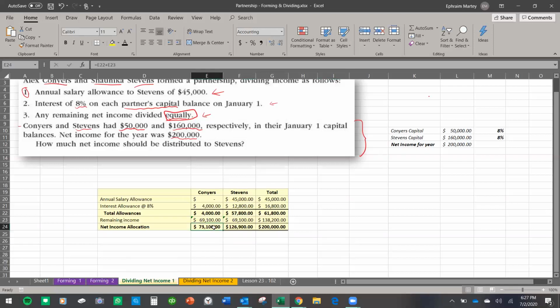Now, let's see if these two numbers equal 200,000. If it equals 200,000, that is perfectly right. So we have the total of what Conyers gets out of the net income plus the total of what Stevens gets out of net income, and that is 200,000. So that is correct. So that is how you share net income among partners.